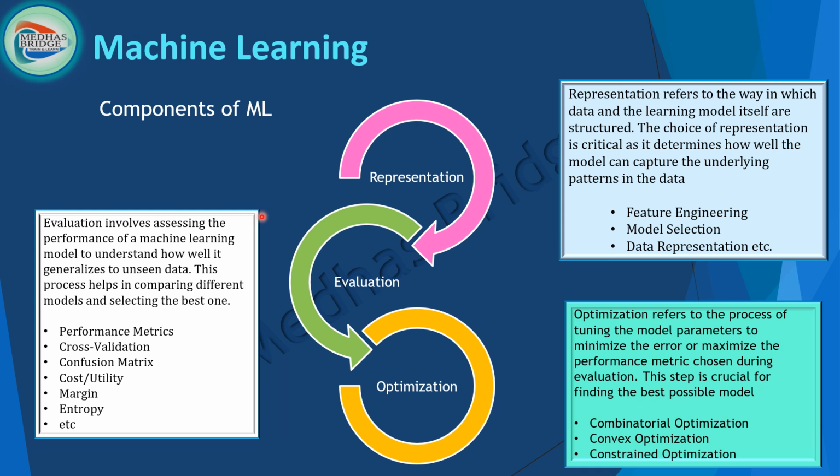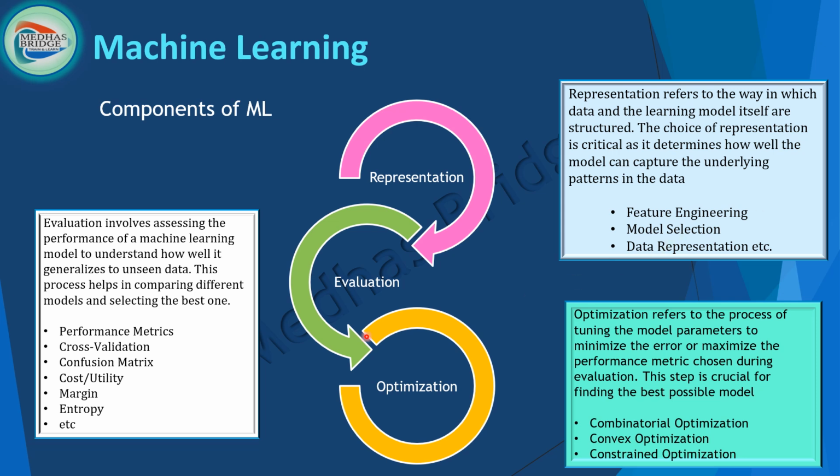There are three components of ML which we see in each machine learning algorithm. They are known as representation, evaluation, optimization. Representation refers to the way in which data and the learning model itself are structured. The choice of representation is critical as it determines how well the model can capture the underlying patterns in the data. For instance, the feature engineering, model selection, data representation, and so on.